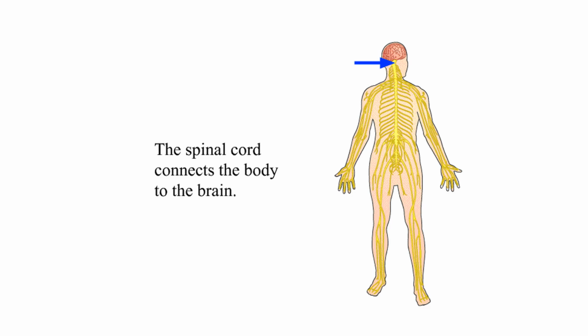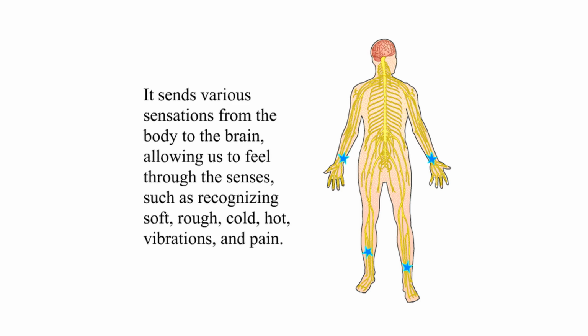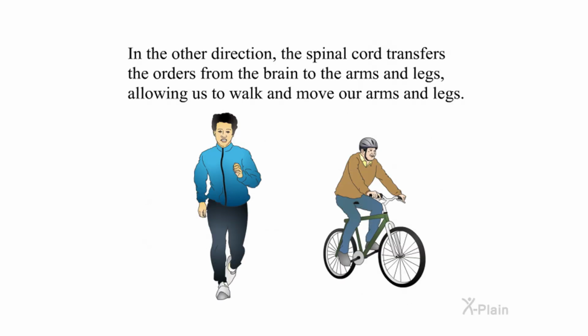Anatomy. The spinal cord connects the body to the brain. It sends various sensations from the body to the brain, allowing us to feel through the senses, such as recognizing soft, rough, cold, hot, vibrations, and pain. In the other direction, the spinal cord transfers the orders from the brain to the arms and legs, allowing us to walk and move our arms and legs.